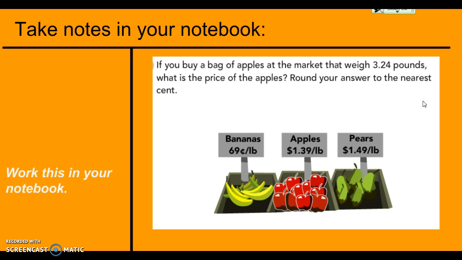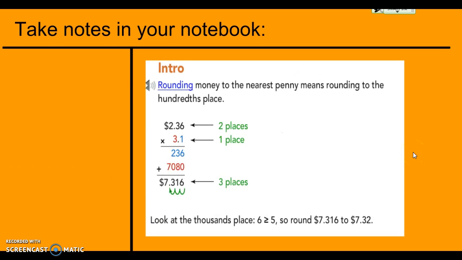All right, if you buy a bag of apples at the market that weigh 3 24/100ths of a pound, what is the price of the apples? Round your answer to the nearest cent. All right, so you need to take your price of your apples, $1.39 per pound, and multiply it by your 3 24/100ths of a pound. And then remember when you get your answer that you're not going to have more than two numbers after the decimal point. So you're going to have to underline that number in your cents place and then look at the number behind it and make sure you round it to the nearest cent. All right, so check your answer here. You have a 1 right here, and you're going to look and you're going to round it.